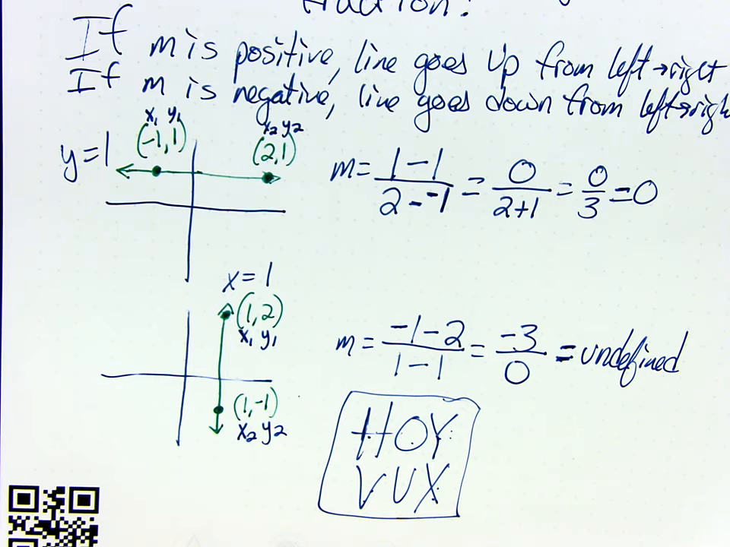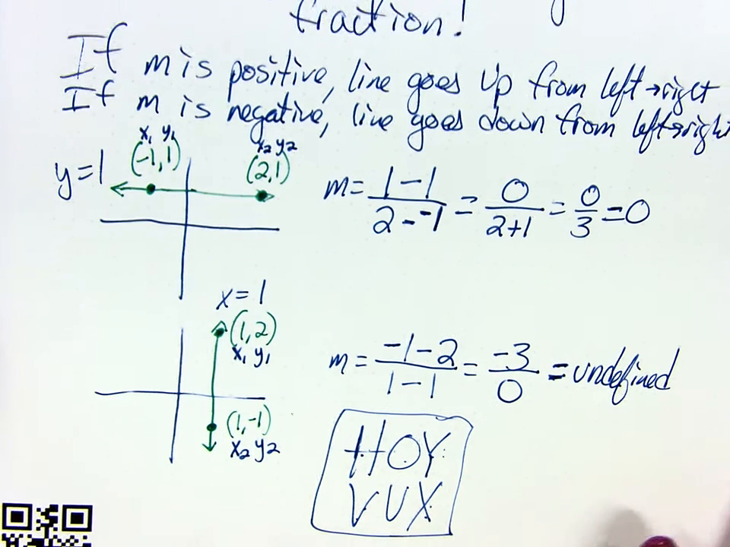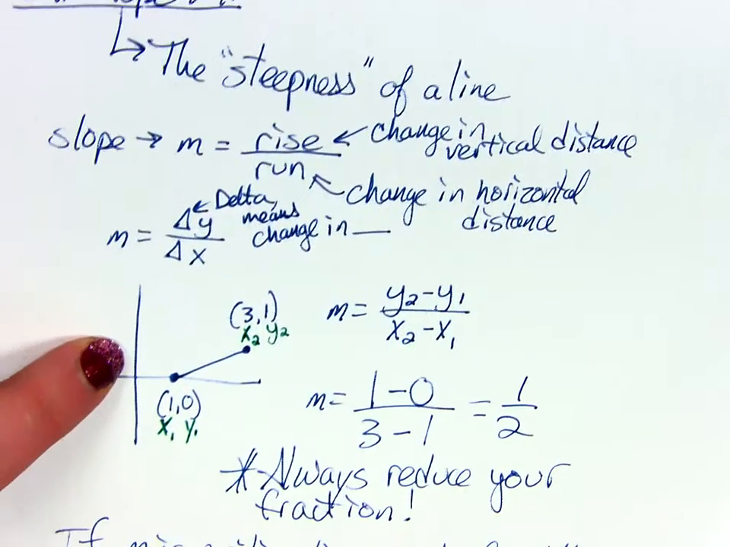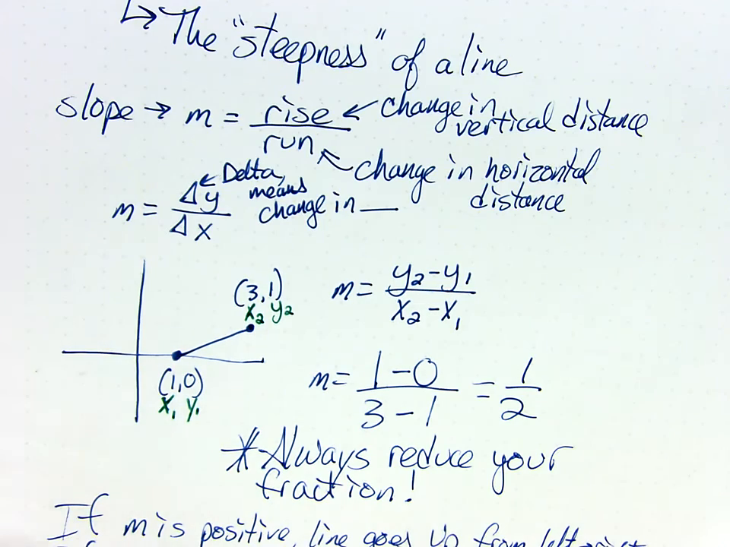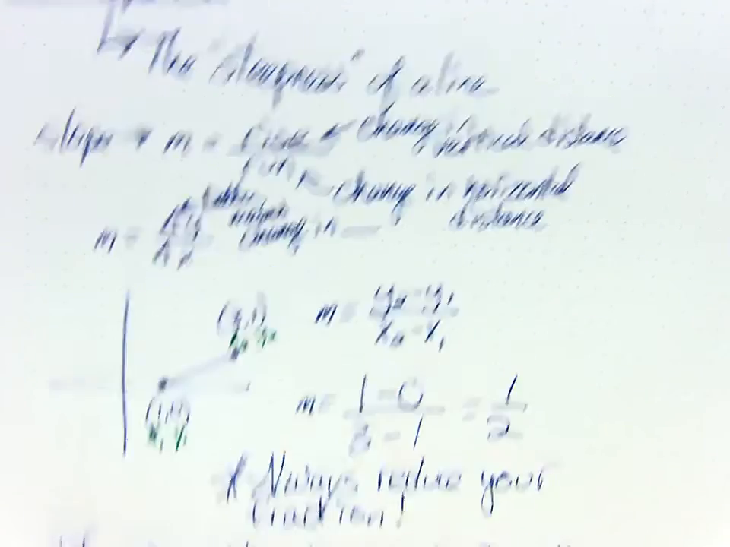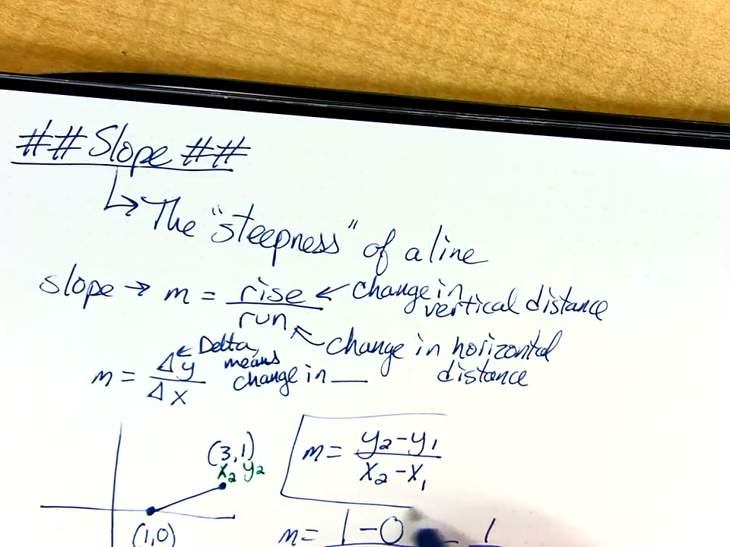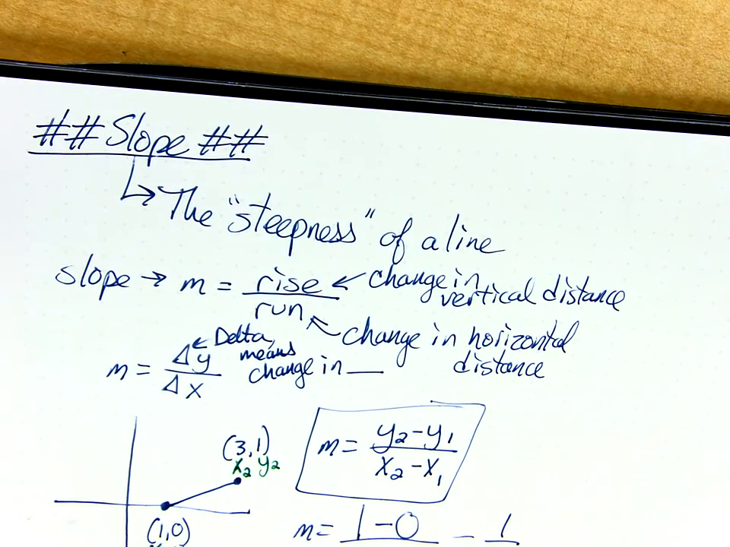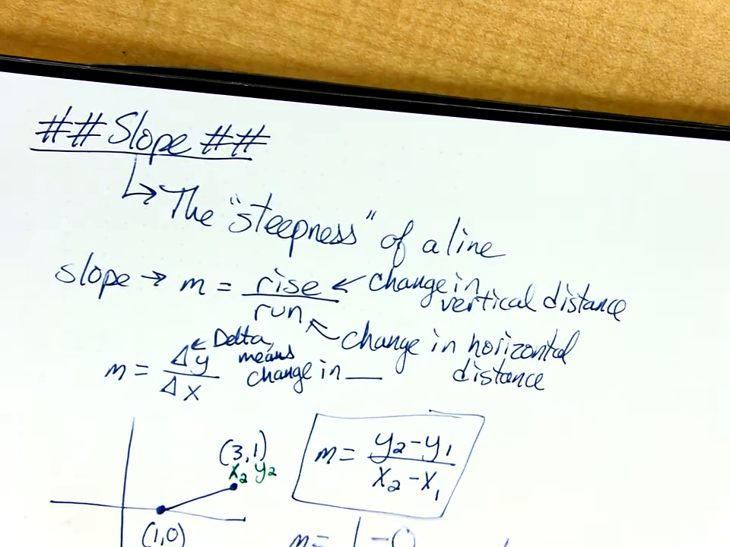Let me give you a couple to try. So, just some random ones. Maybe they'll be horizontal, maybe they'll be vertical, but they're probably going to be something like this. They're going to have some sort of slope, and you try and find it. So, you're going to use your formula, y2 minus y1 over x2 minus x1. Let's see if we can find the slopes of the following.